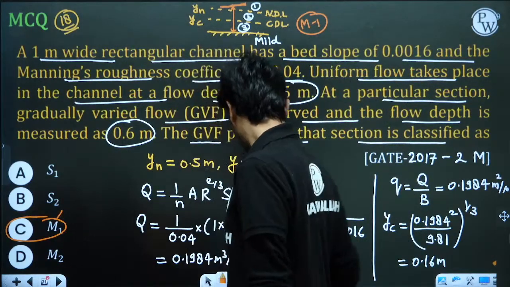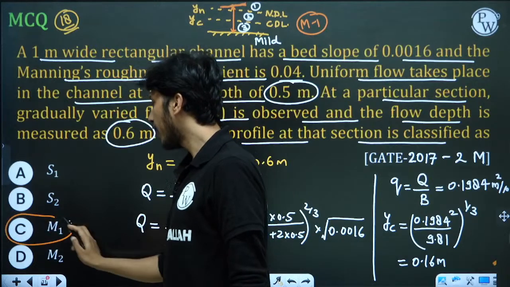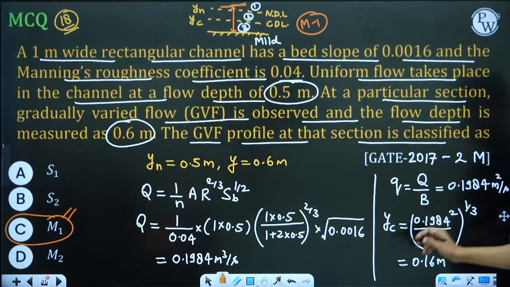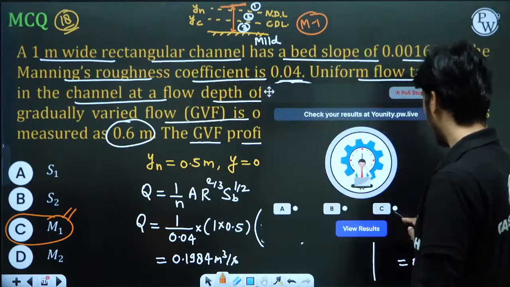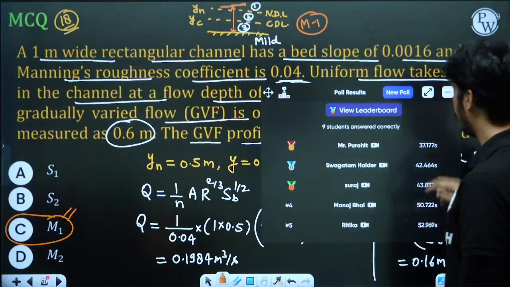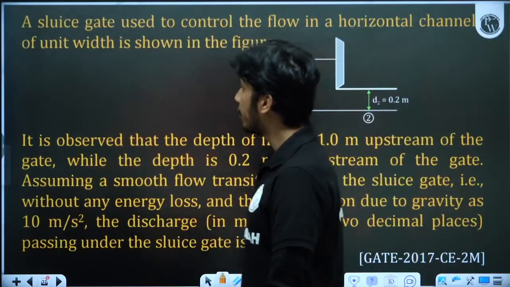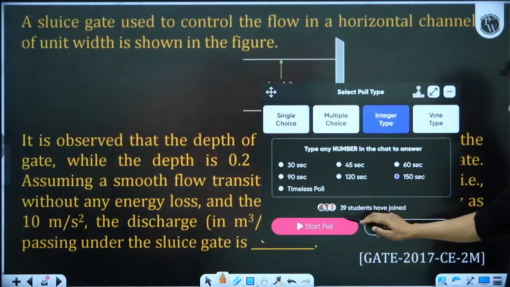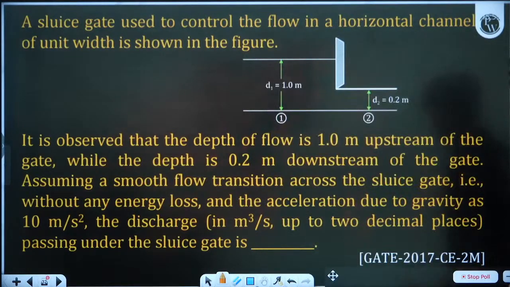Are you getting my point? Y is more than YN and YC both, so it will be M1 profile. So the correct answer of this question will be C part. Okay, now let's move to the next question. This is the question, please solve it. I'm creating the poll, integer type poll. Solve it and give me the answer.